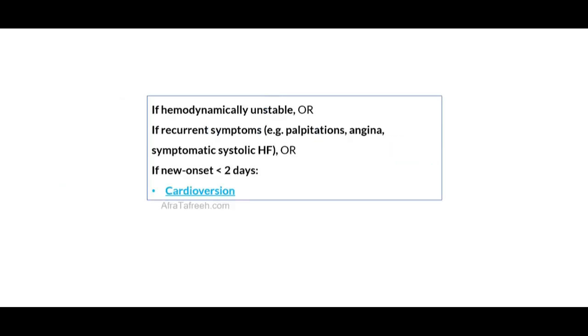Although we use rate control and rhythm control in our chronic, hemodynamically stable patients with atrial fibrillation, there are cases where we can also consider cardioversion. These include circumstances in which the patient is hemodynamically unstable and has atrial fibrillation, or if the patient has recurrent symptoms despite therapy, such as palpitations, angina, or symptomatic systolic heart failure, or if the patient has new onset of atrial fibrillation and it has been less than 2 days since this has occurred, then we can consider pursuing cardioversion.